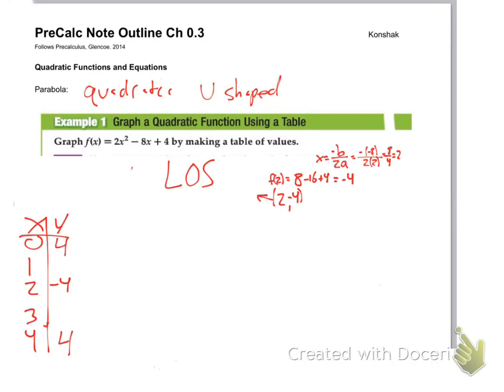What's easier, putting 1 in or putting 3? 1. So what's 1 squared times 2? 2. Minus 8 times 1, so negative 8 and plus 4. Negative 2. So it's negative 2. That means that 3 should also be negative 2. I've now filled in the table, so now I just have to plot it and draw the curve.